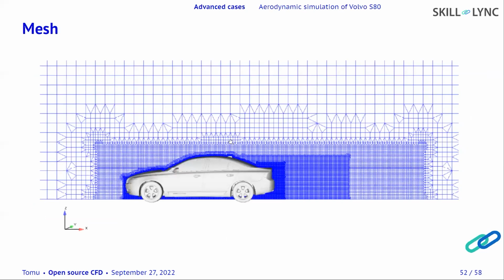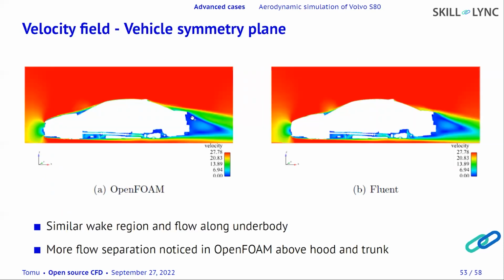So you can see the results here. This is the velocity field. You can see similar results in both OpenFOAM and ANSYS Fluent. As you can see, the wake region, or the region behind the vehicle, is similar in both software. But if you see this region above the hood and above the trunk, this region is larger in OpenFOAM, whereas in Fluent the region is very small. So this result shows that there is more separation in OpenFOAM, whereas less separation in ANSYS Fluent.